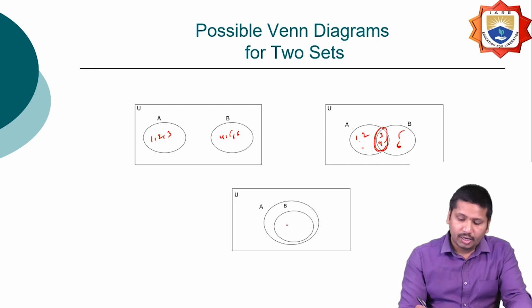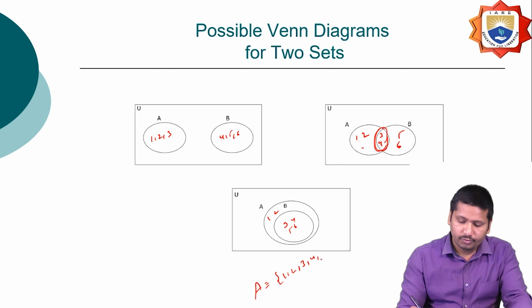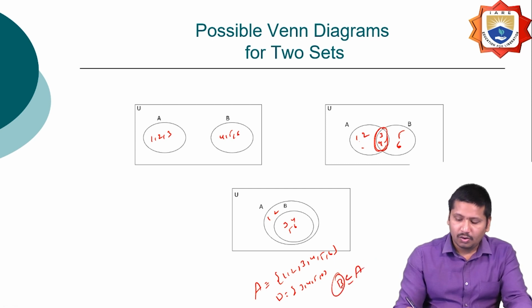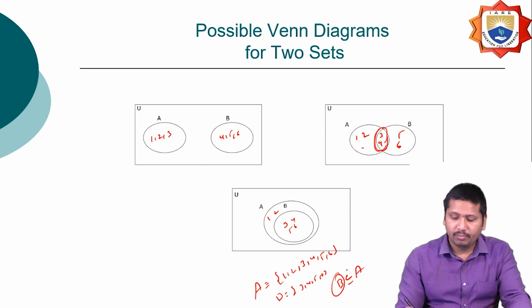So if you look at it like this, 3, 4, 5, 6, 1, 2, 3, that means the set A elements should be 1, 2, 3, 4, 5, 6, and B should be 3, 4, 5, 6. That means B should be a subset of A. That means all the elements present in set B are also present in set A.